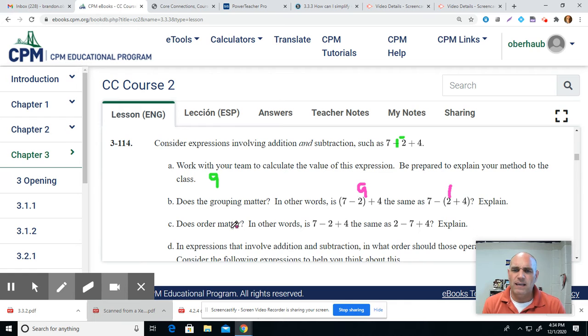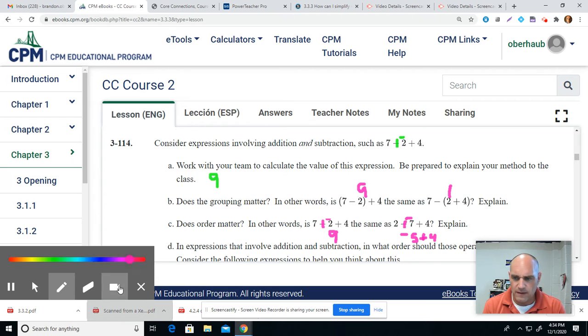Part C, does the order matter? So once again, notice we have a minus and then a plus, a minus and then a plus, and now we just switch the numbers around. So does that matter? Well, let's see. 7 plus negative 2 is 5. 5 plus 4 is 9. Let's see what we got here. So on this one, 2 plus negative 7 is a negative 5. Plus 4 gives us a negative 1. So we do not get the same answers.